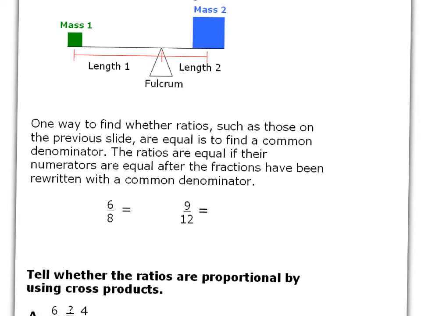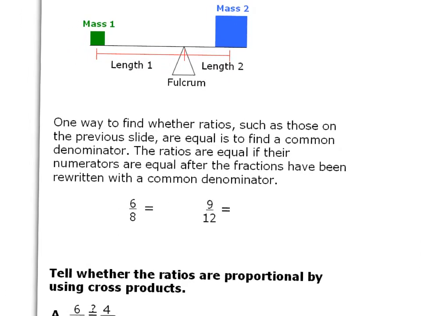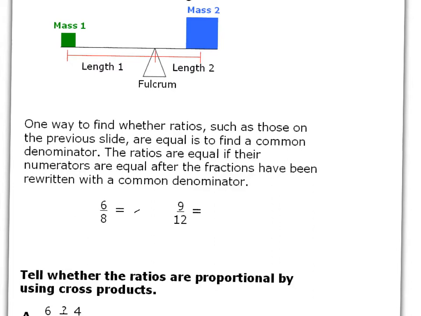So one way to find whether ratios such as those are equal is to find a common denominator. The ratios are equal if their numerators are equal after the fractions have been rewritten with a common denominator. So a common denominator for 8 and 12 would be 24. Okay? So we make these both a denominator of 24.